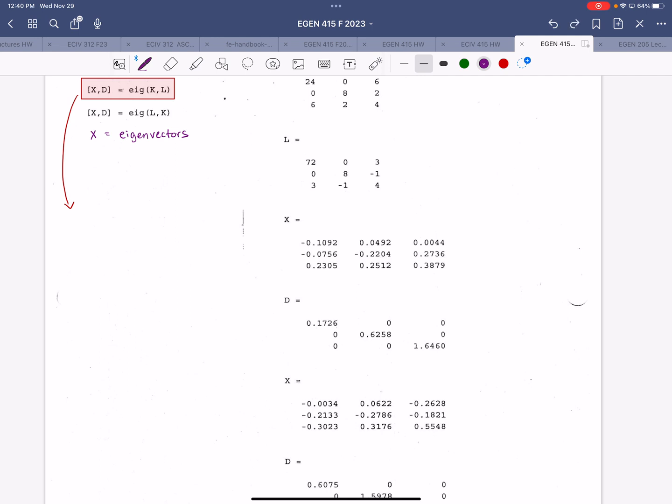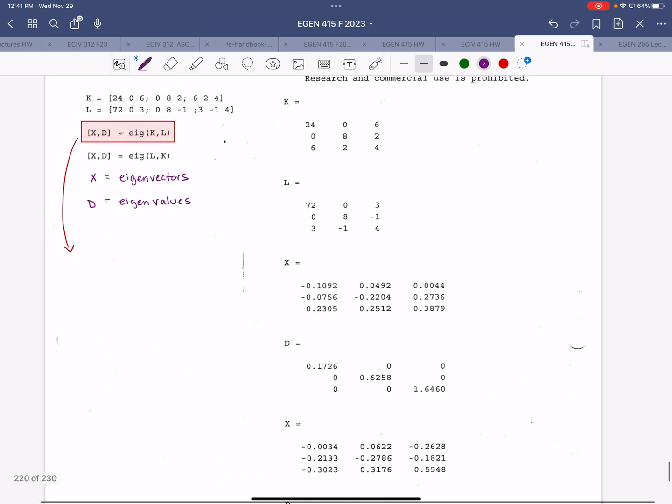And the capital D represents the eigenvalues. And those of you that are familiar with MATLAB, I'm sure you may have used these commands before in other applications. But of course, you can pick any letters you want to represent those eigenvectors and eigenvalues. It doesn't have to be X and D.